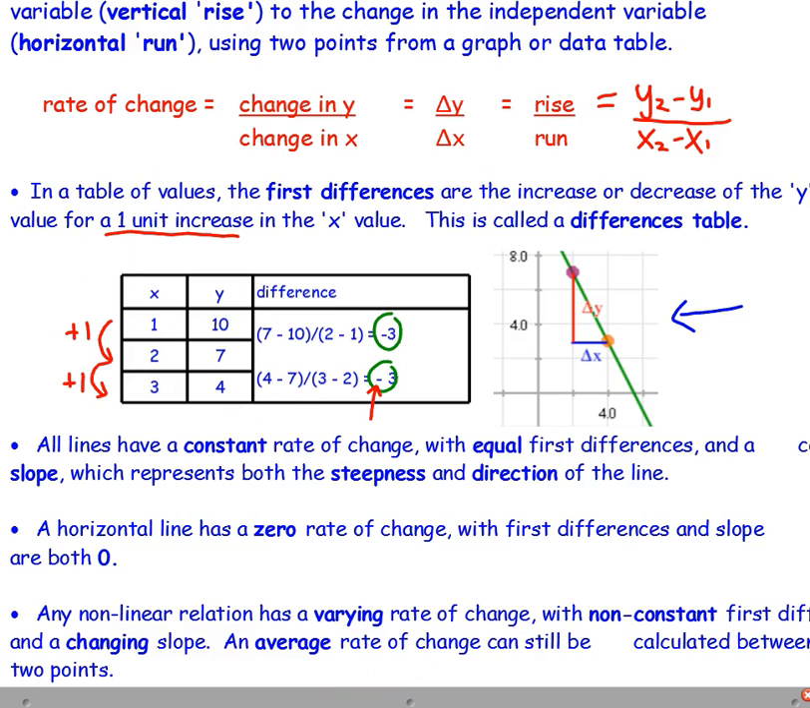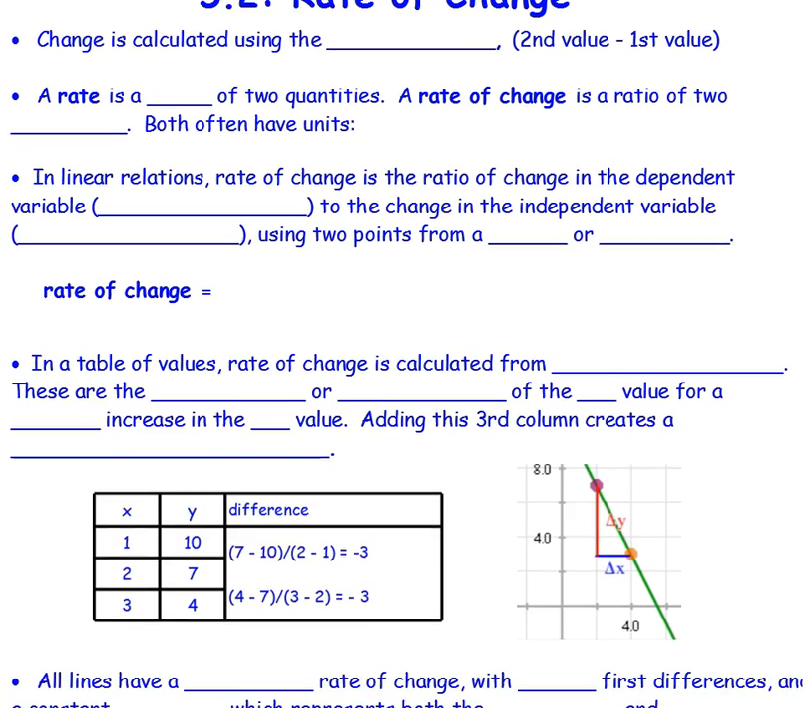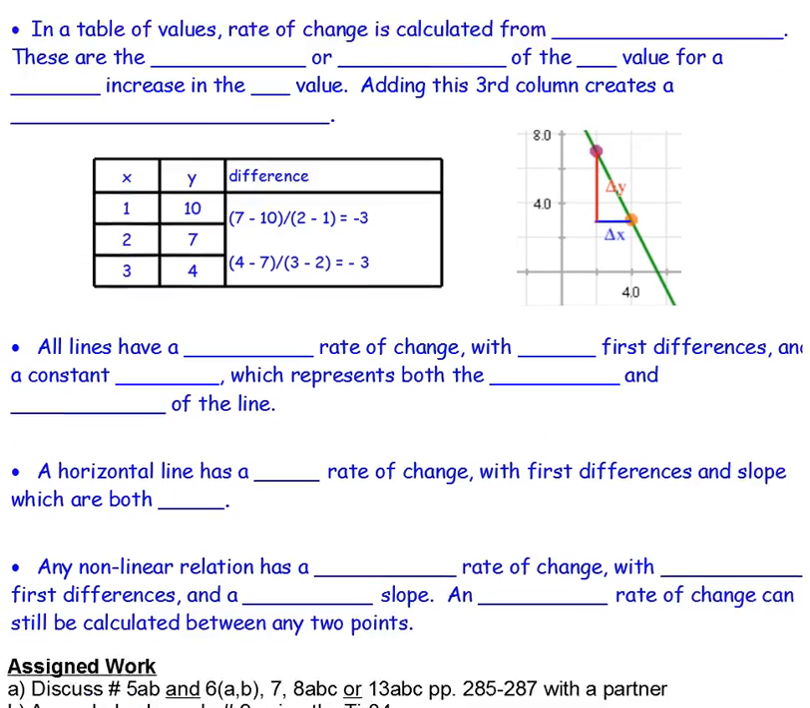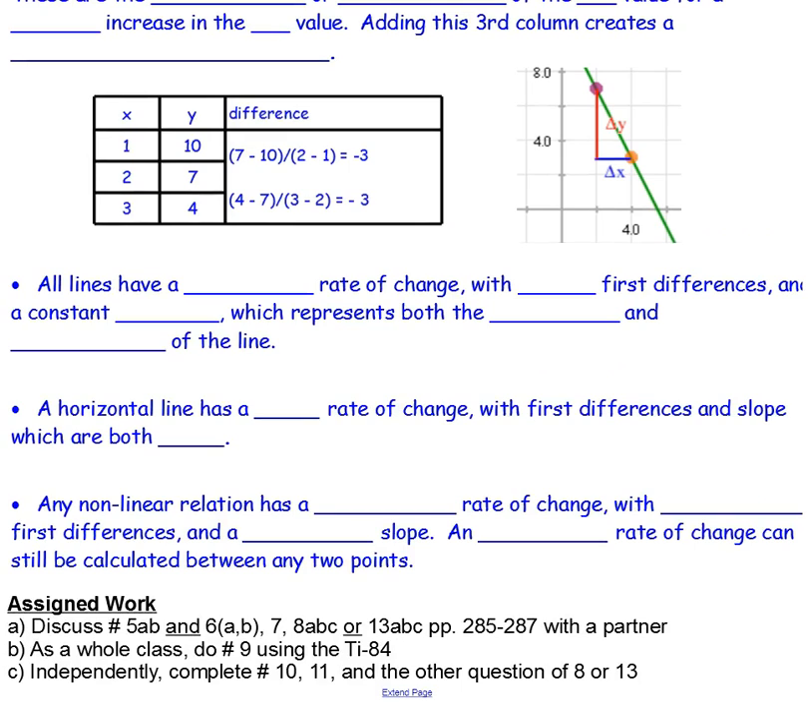This is a review lesson, so that's all that needs to be covered for this topic. You've seen this content before. The assigned work for this section will be looking at some introductory type questions with a partner. When you get to 8 or 13, you're going to choose one of those, but you're going to come back to the other question that you didn't look at with a partner and do it on your own. Independently, you'll be completing 10, 11, and that third question, 8 or 13.